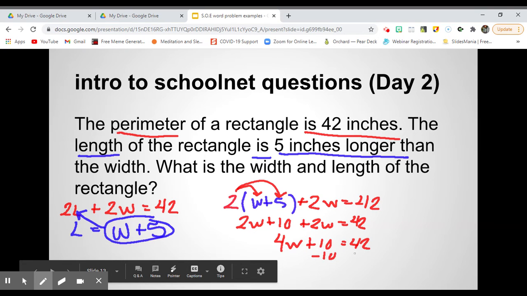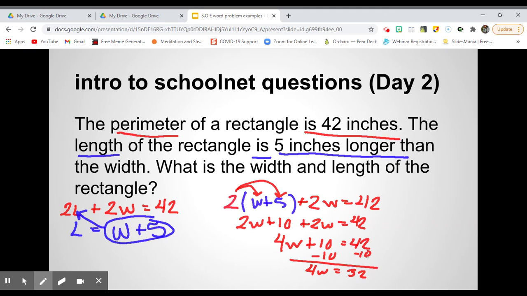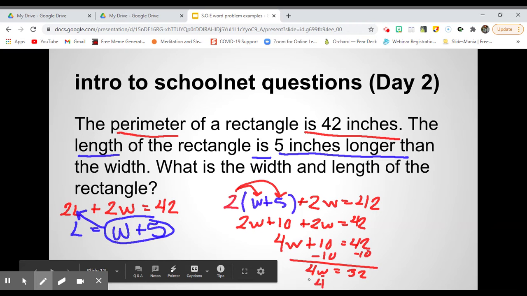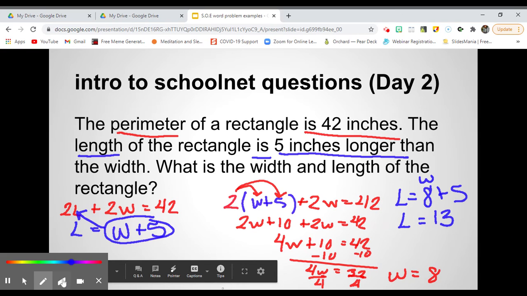Then I'm going to subtract. I got 4W is equal to 32. And then I need to do some division. When I divide by 4, I get W is equal to 8. Okay, now don't forget, I need to find the length as well. So to find the length, I need to do 8 plus 5 because 8 was the W. And when I do so, 8 plus 5 gives me the number 13. So my width is 8 and my length is 13.